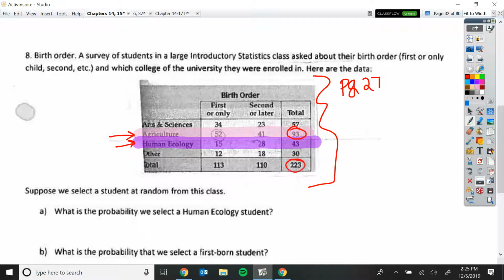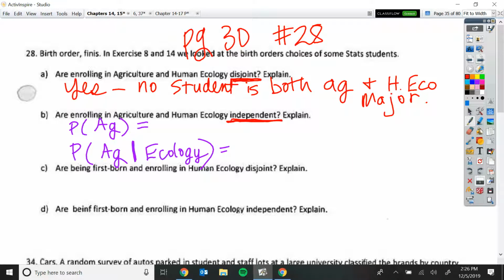So 93 out of 223 is that marginal probability of being in ag. Okay, so we got that, 93 over 223. All right, now let's do this other one. Out of all the human ecology students, so what's that? 43. So out of the 43 human ecology students, who are the human ecology and the ag ones?